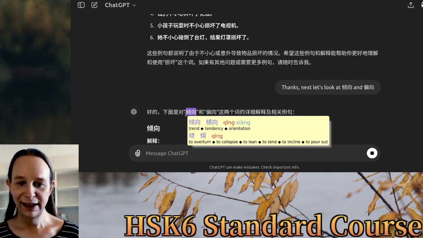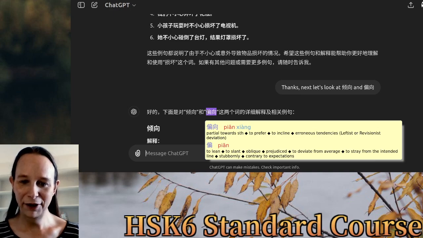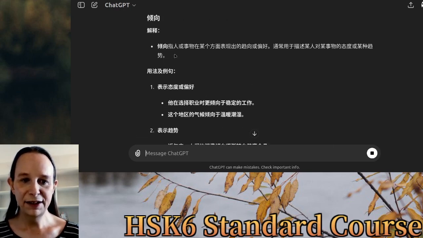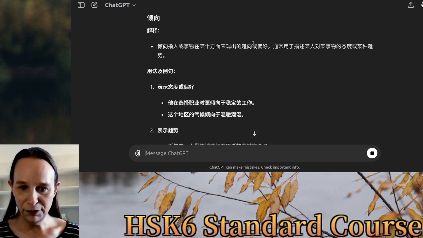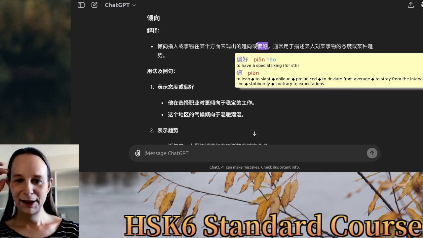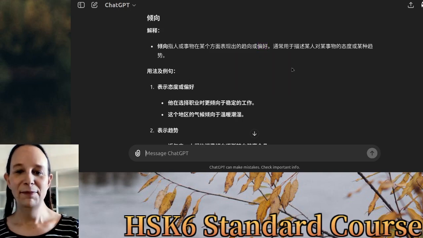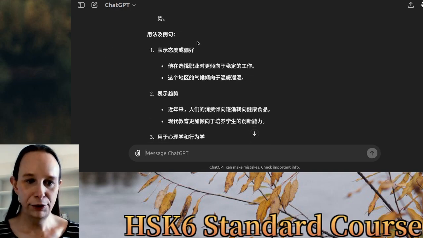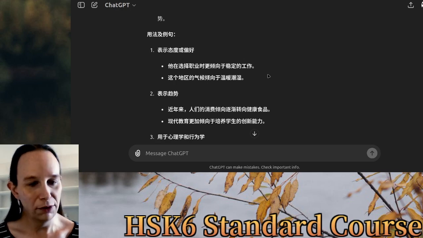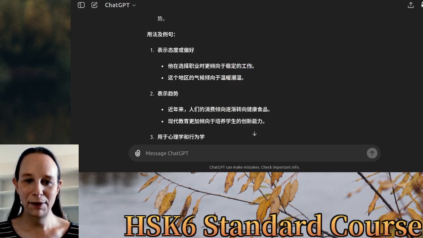Okay, 倾向 trend, tendency, orientation. So you can see why it's like sexual orientation. 偏向 partial towards something, prefer, incline. Alright, so let's have a look. 倾向指人或事物在某个方面表现出的趋向和偏好。偏好对吗？偏好对。偏好 is like partial in the sense of I'm partial to, I don't know, cheese and crackers and that sort of thing. 通常用于描述某人对某事物的态度和某种趋势。好，用法，几例句：他在选择职业时，更倾向于稳定的工作。Yeah, so inclined to more stable jobs.